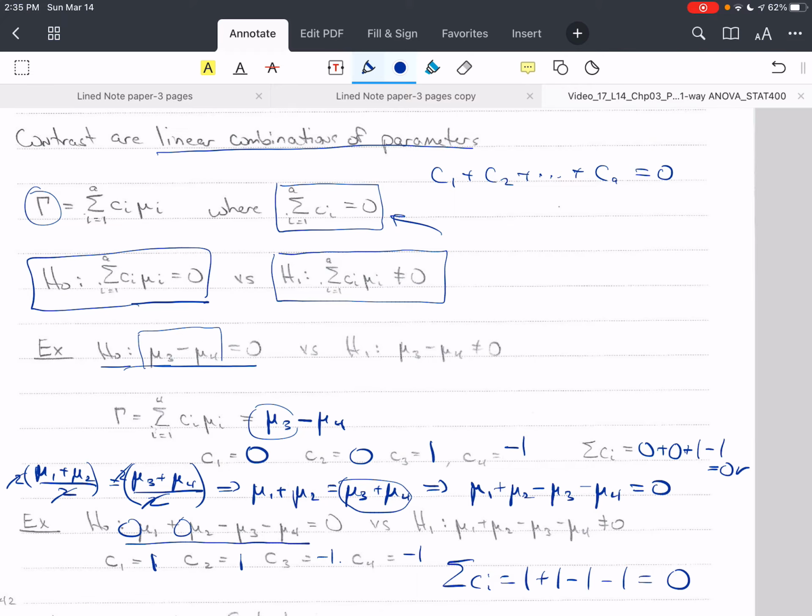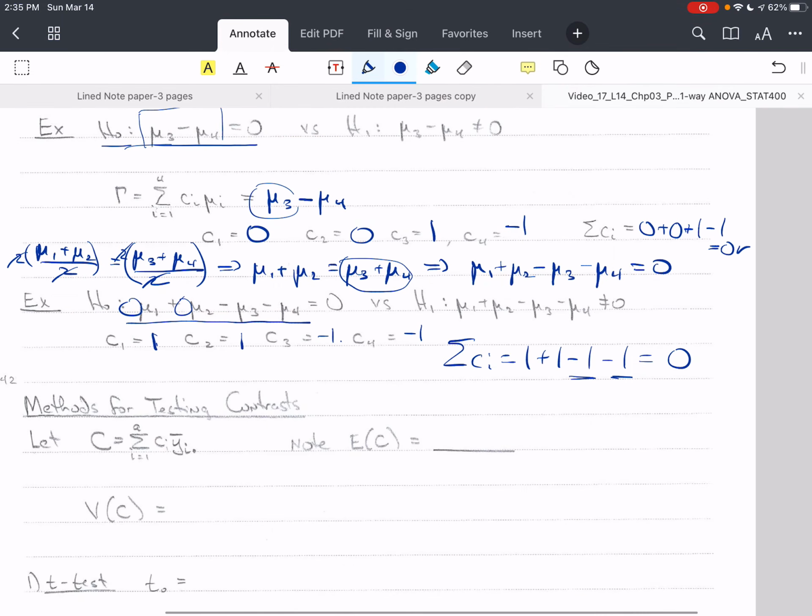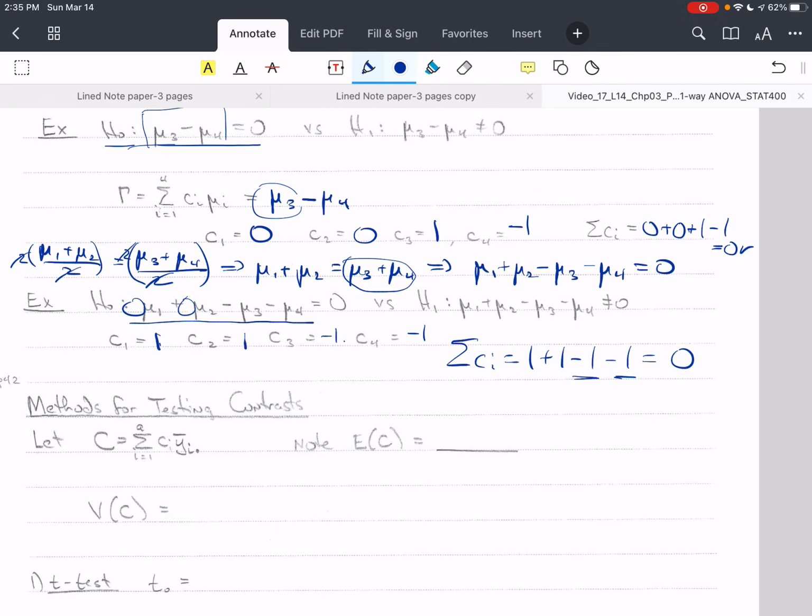So, when you add a negative, it's the same as subtracting. I hope you see what I'm doing here. Okay. So we want to come up with a method for testing contrast. How are we going to do that? So we first need an estimate for gamma. So C is our estimate for gamma.